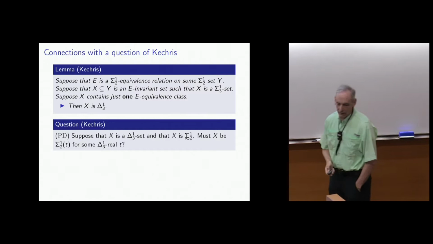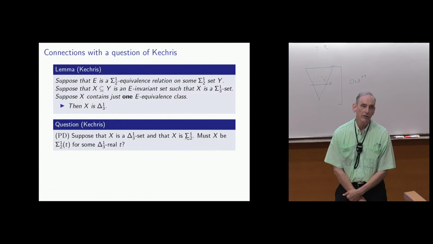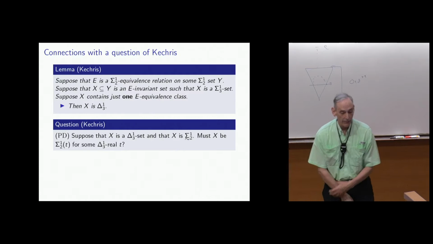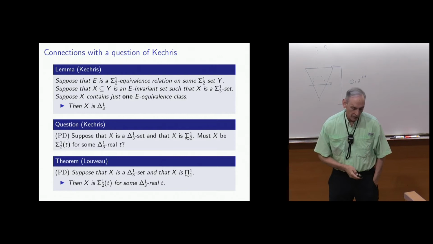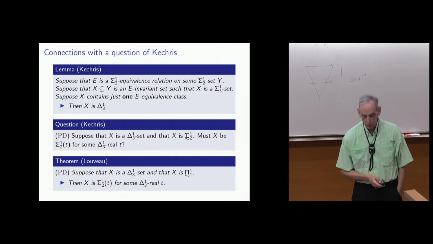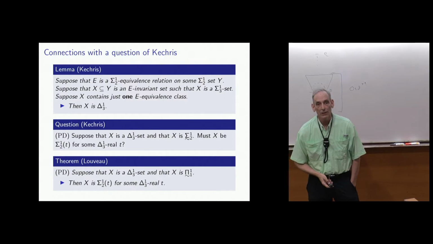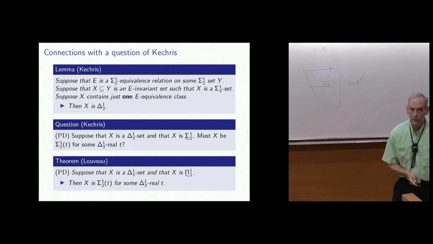So the forgotten question of Kechris was, assume PD, suppose X is a light face Δ¹₃ set and X is bold face Σ¹₂, must X be Σ¹₂ in a real which is Δ¹₃? Okay, so maybe the stronger theorem holds. Beauvois proved a partial result in the 70s. Suppose X is a light face Δ¹₃ set and X is bold face Π¹₁, then X is Σ¹₂ in some Δ¹₃ real. And as far as I know, that's the last theorem on this problem. So if you want to prove a classical theorem, now I don't know the answer to Kechris' question. The fine structure doesn't really seem to help. I suspect it's going to go through a generalization of the Kechris-Martin.